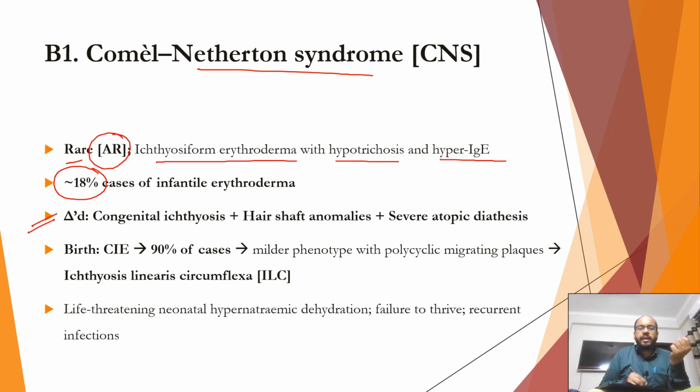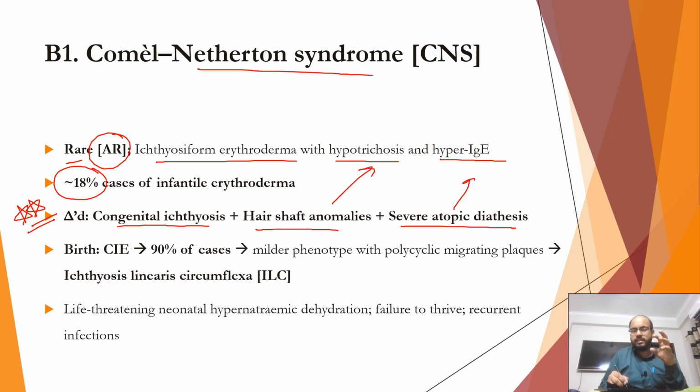It consists of a triad, and this triad is important. It's a good viva question. It's a good quiz question. Congenital ichthyosis, hair shaft anomalies, and severe atopic diathesis. So remember all of these things. Hair shaft anomalies lead to hypotrichosis. Severe atopic diathesis is associated with hyper IgE, and congenital ichthyosis leads to ichthyosiform erythroderma. Clear? So just remember this triad of hair shaft anomalies, congenital ichthyosis, and severe atopic diathesis. This is important.